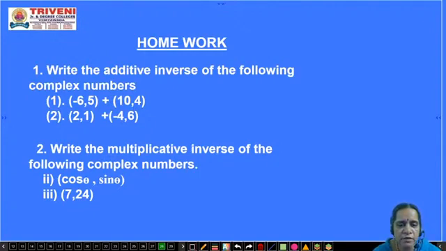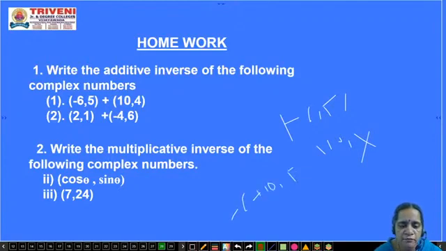Write the additive inverse of the following complex numbers. Additive inverse means we have to find minus z, that is the negative of a complex number. First we have to add minus 6 comma 5 and 10 comma 4. First we have to add the first components here, minus 6 plus 10 and 5 plus 4. Minus 6 plus 10, what we get here? 4 comma 9. The additive inverse is minus 4 comma minus 9.